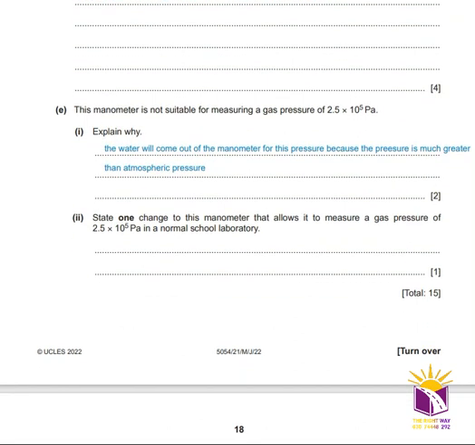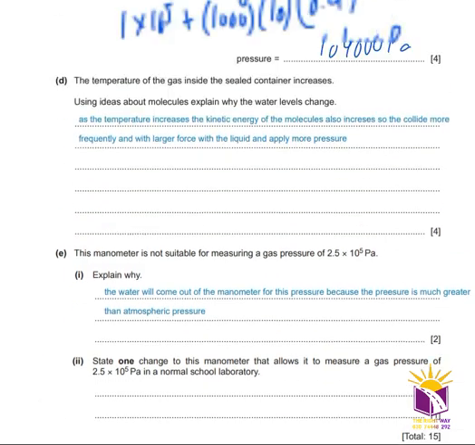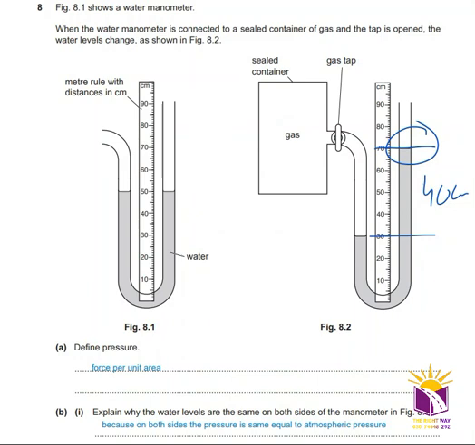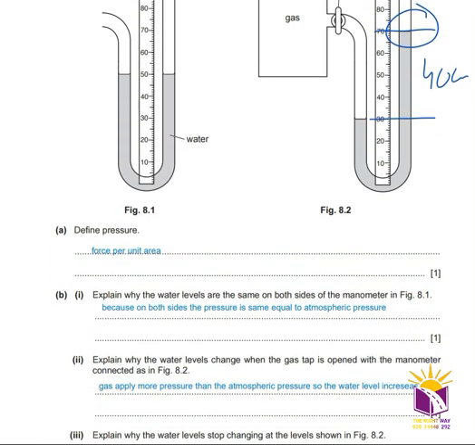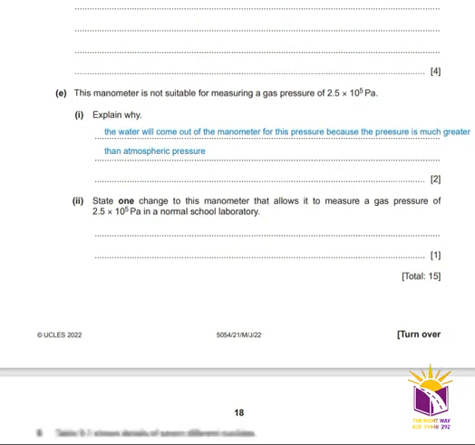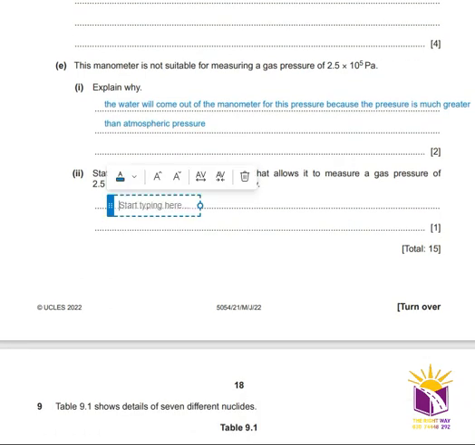State one change to this manometer that allow it to measure a gas pressure of 2.5 into 10 raised to power 5 pascal in a normal school laboratory. In normal school laboratory, we do not have a large manometer or with high length manometer. So we can use a high dense liquid. So the high dense liquid will apply more pressure and it will not go. The liquid will not go out of the manometer by using a high dense liquid.